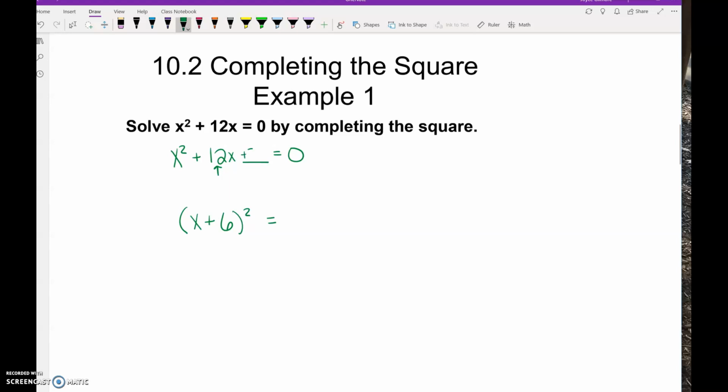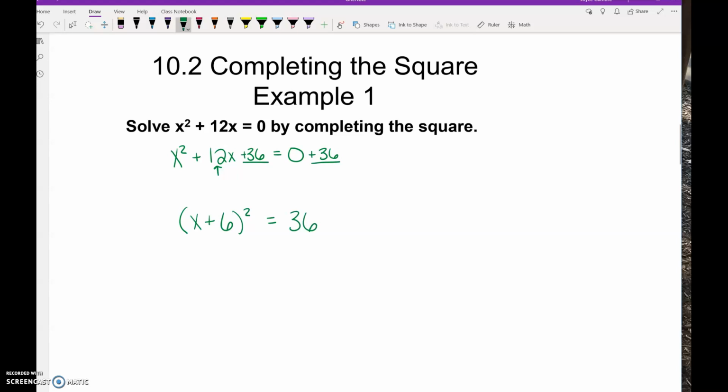6 squared is 36. But you can't just add 36 to one side of an equation and get away with it. You have to also add 36 on the right side of the equation. By adding 36 to both sides, we have completed the square, so we can rewrite the left side as x plus 6 squared. On the right side, it equals 36.